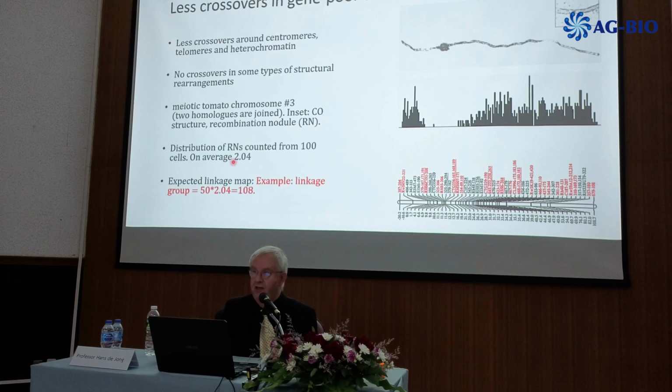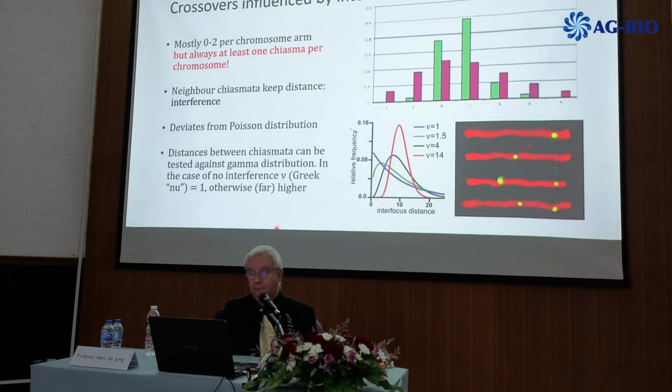Now, in this case, in tomato, I can say that on average for this chromosome, you have 2.04 crossovers per chromosome pair. That means in this very case that the expected linkage group length is 50 times 2.04, is 108 centimorgan. Keep that in mind. So many chromosomes have a linkage group length of about 150 centimorgan. And it is never less than 50 centimorgan. Keep that in mind. Probably a good question for later.